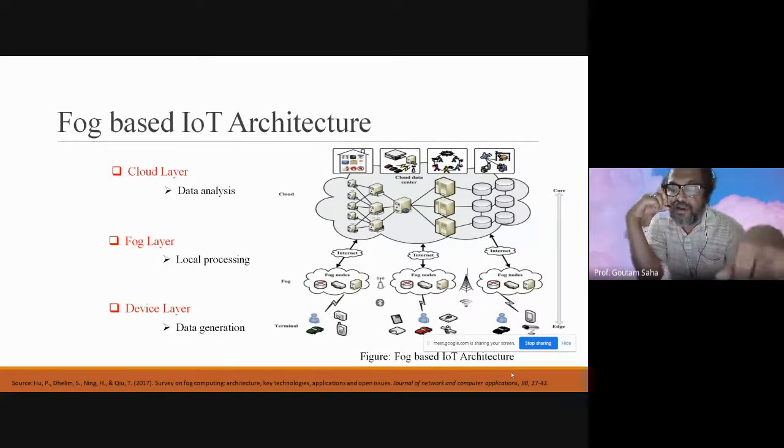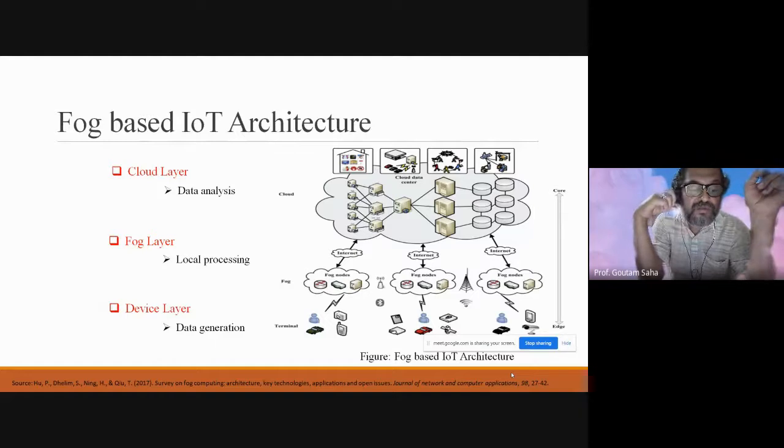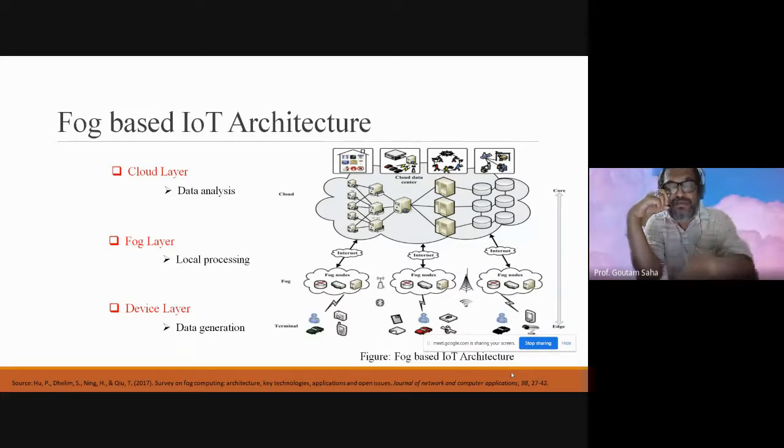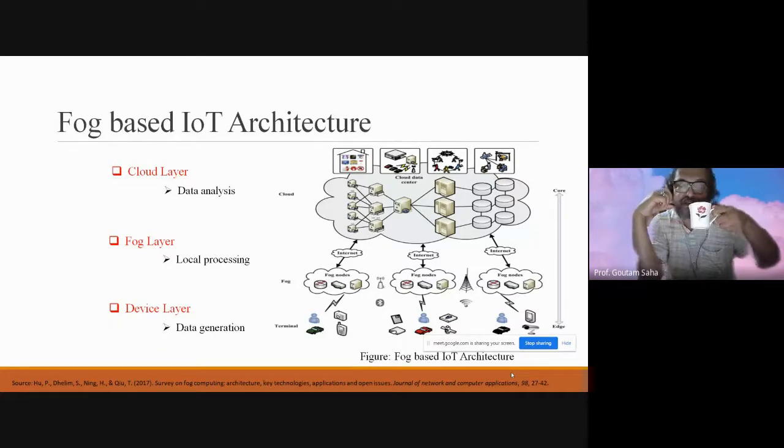This is a 2017 paper, probably by Sharma. No, it is not Sharma. Okay, it is an IEEE paper. See here what they have done. Sensors are there in the sensor layer, device layers are there, and here, instead of a single gateway, they have constituted the gateways in a fog format.